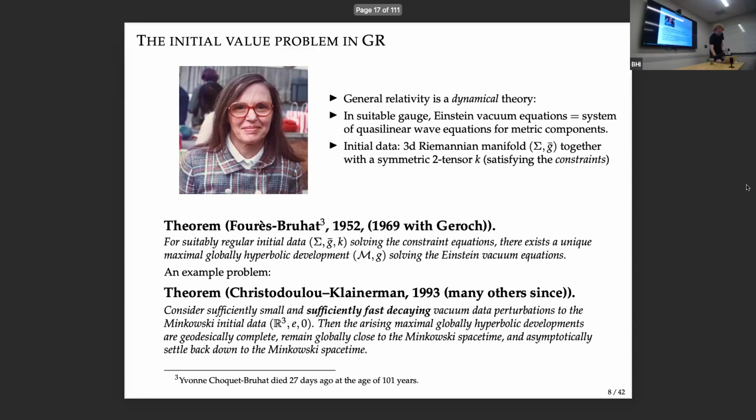Okay. And okay, I just want to use this slide here to just mention that Yvonne Choquet-Bruhat just died 27 days ago at the age of 101 years, and I just want to honor her immense accomplishments to the field here.